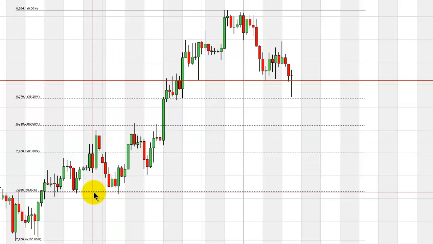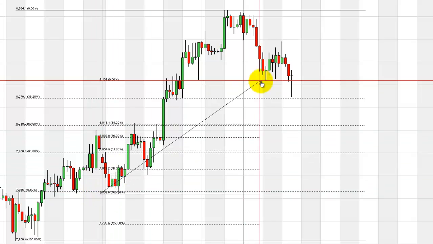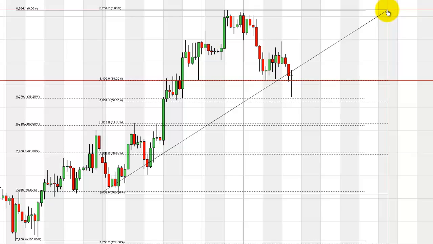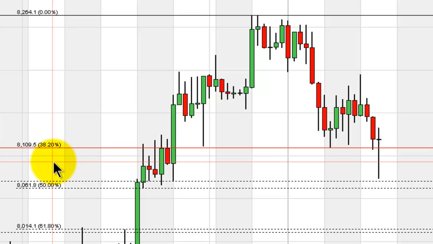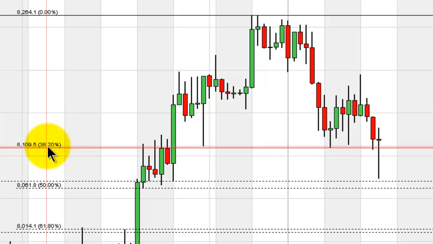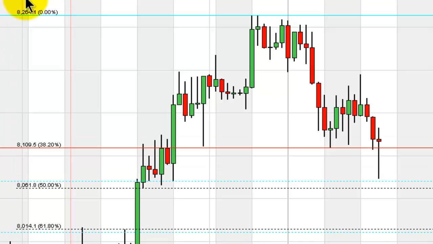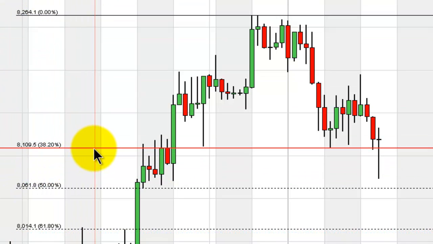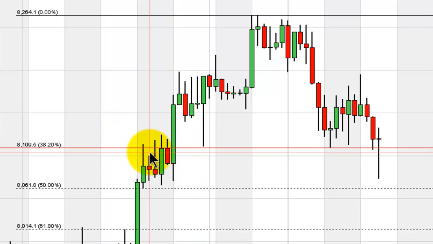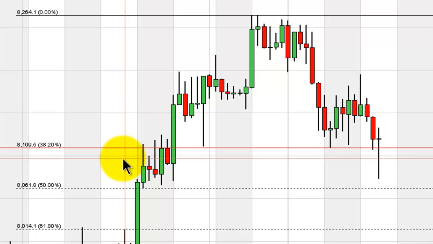So I'll plot another fib from this low up to the high and see if that marries up with our level. And you can see the 38.2% actually lies perfectly on top of that level. I mean, you can't even see the dotted line of the retracement. It's right on top of this level. So I mean, there's your confirmation right there that this is a good level to trade.